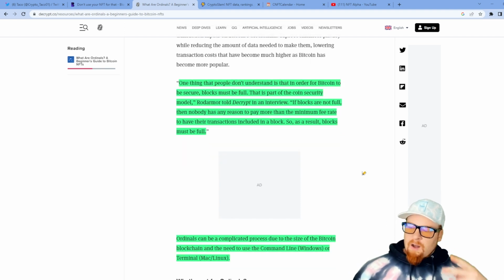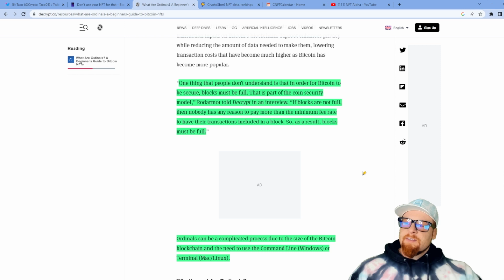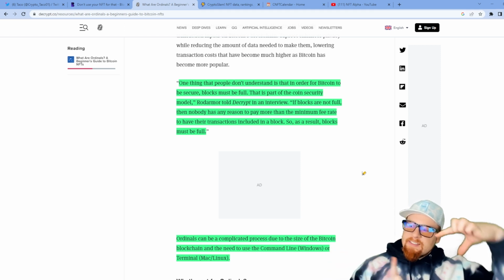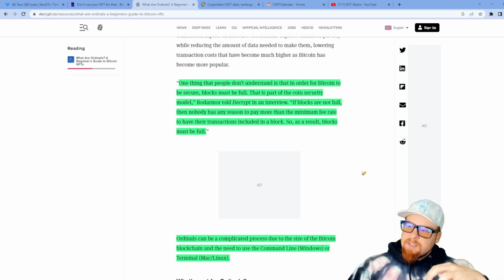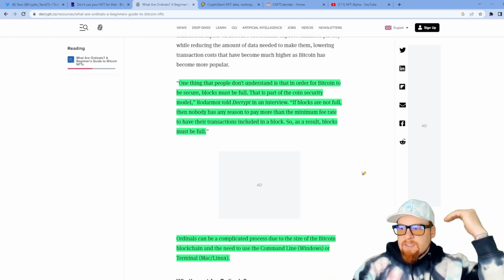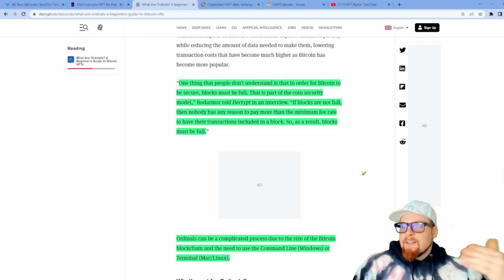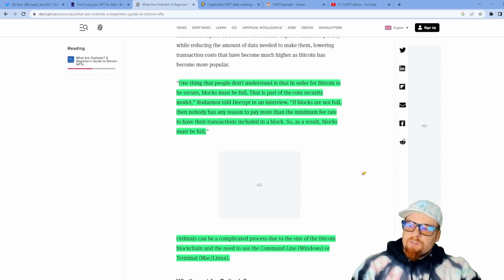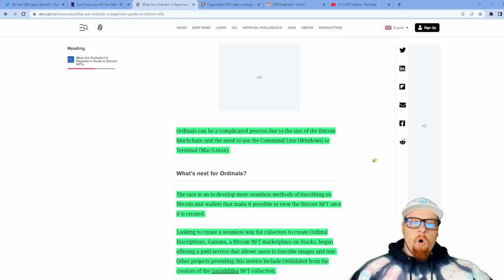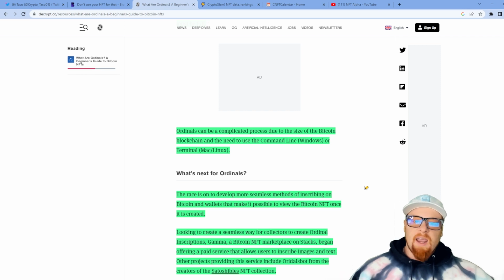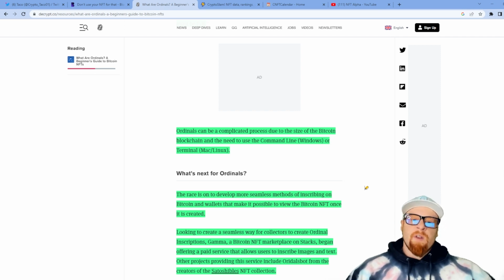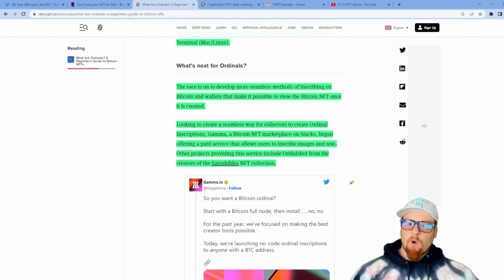Gotta think, if you're inscribing data onto these Satoshis, it requires data. So the bigger the amount of data, the less that can be put into a single Bitcoin block. All these people are trying to inscribe Satoshis, it's going to raise the price of the block or the transaction fee to push your transaction through to the Bitcoin network. Ordinals can be a complicated process due to the size of the Bitcoin blockchain and the need to use the command line, Windows or terminal on Mac or Linux. What's next for ordinals, you may ask?